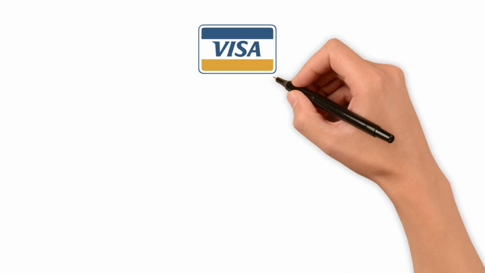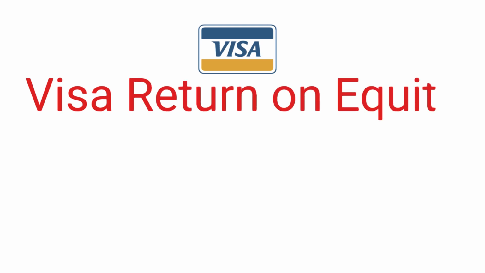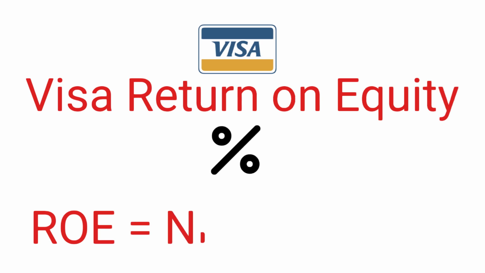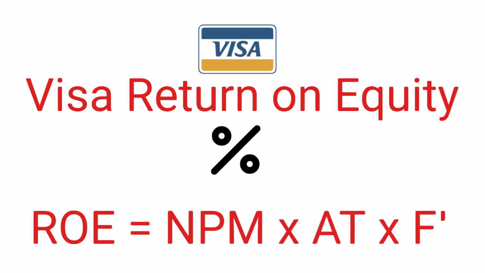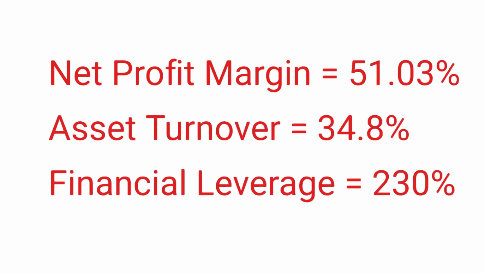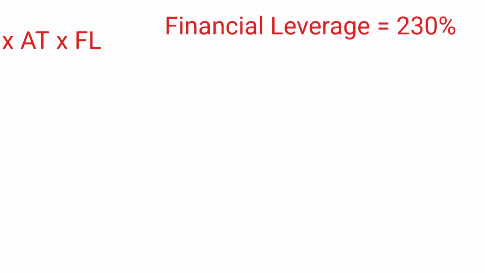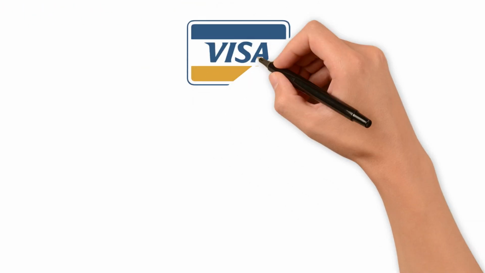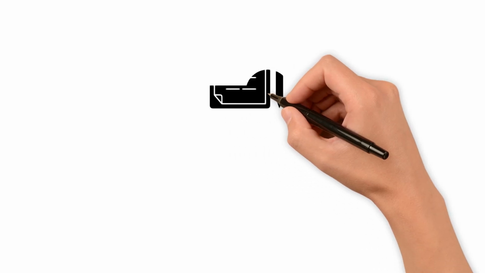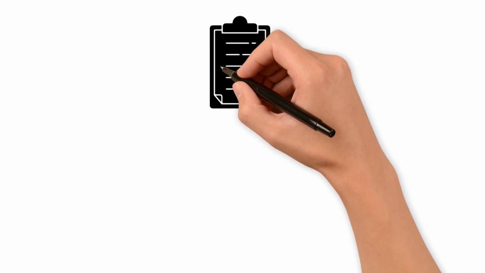Now we can calculate Visa's ROE using the DuPont analysis. Remember, the formula for DuPont analysis is return on equity equals net profit margin times asset turnover times financial leverage. The breakdown of our earlier calculations for each component: net profit margin was 51.03%, asset turnover was 34.8%, and financial leverage was 230%. Now let's put it all together. Once we do that, we get a return on equity of 40.84%. You can see from multiplying the numbers that's where our number comes from.